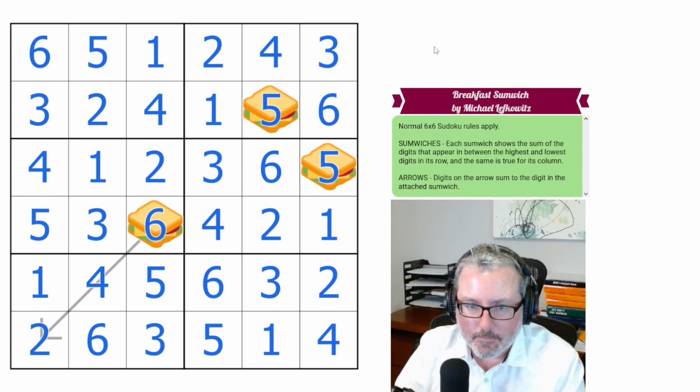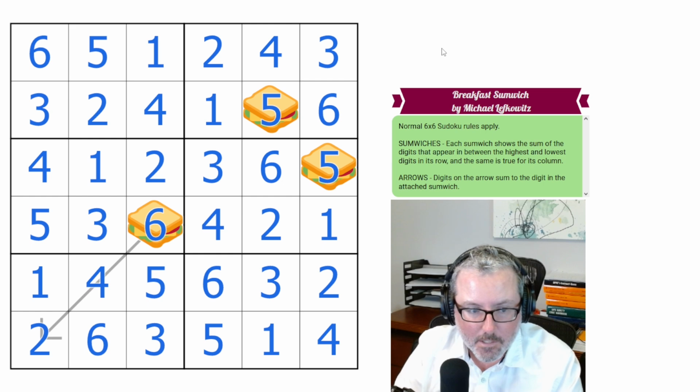So, number 4 of 5 puzzles for this one. Number 5 is coming out sometime soon, hopefully. Probably get it done in the next couple of days. We'll see. Hope you enjoyed that one.